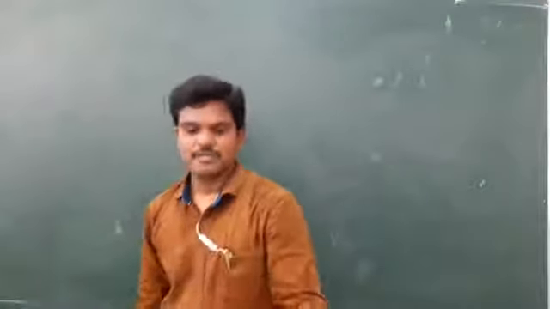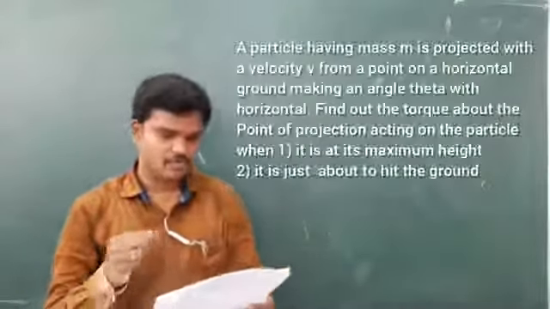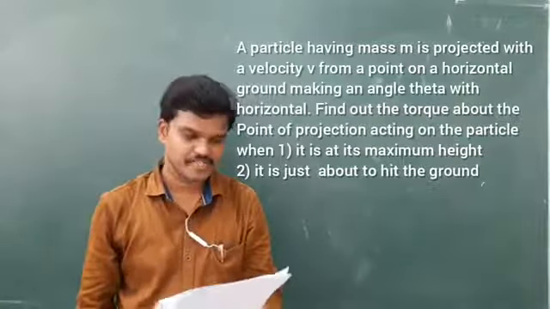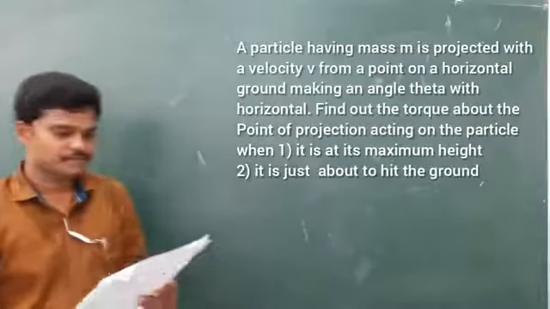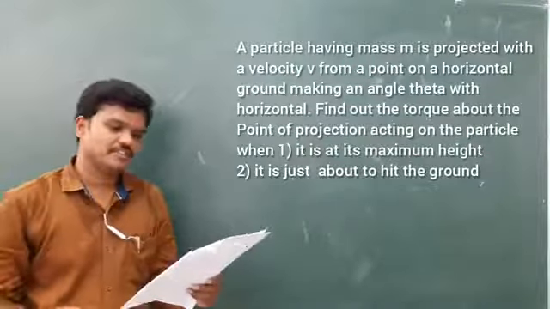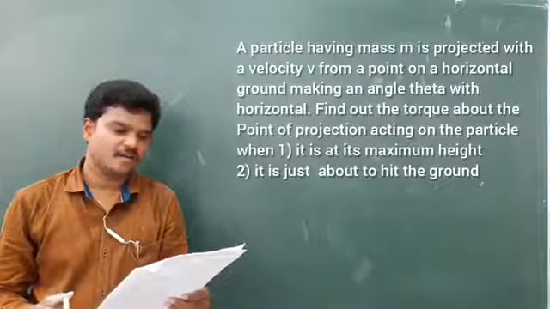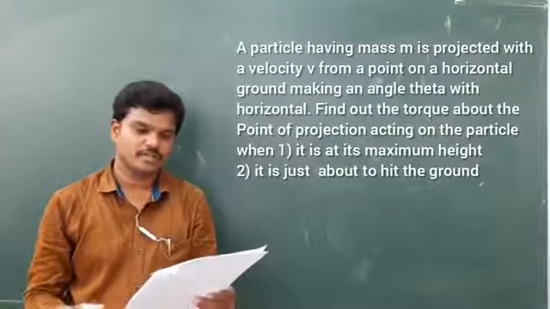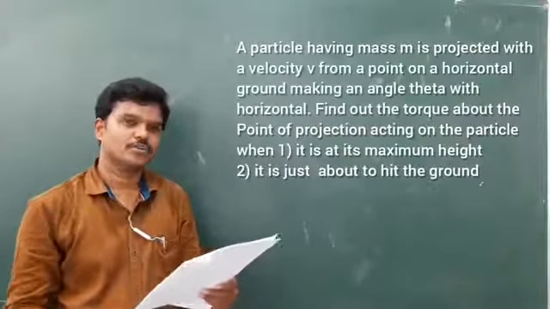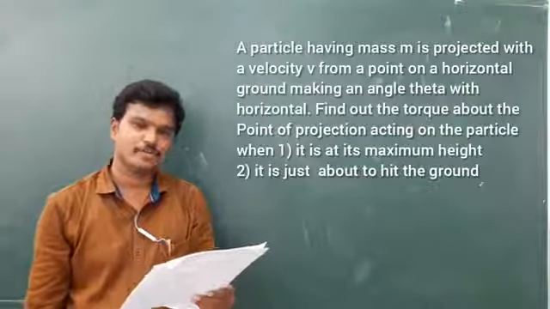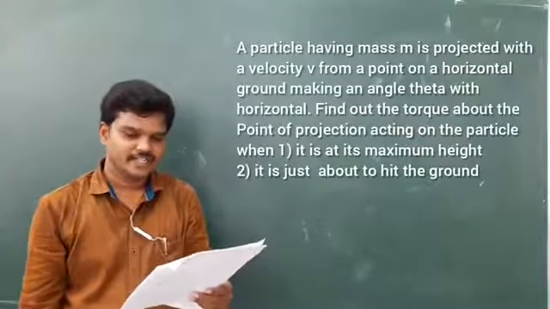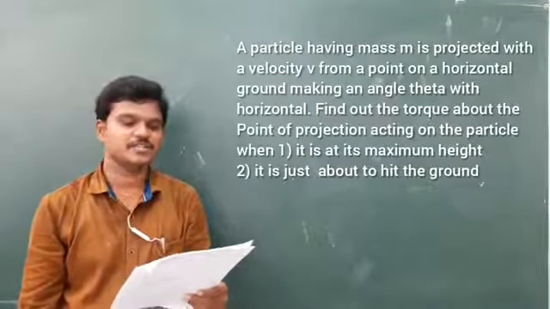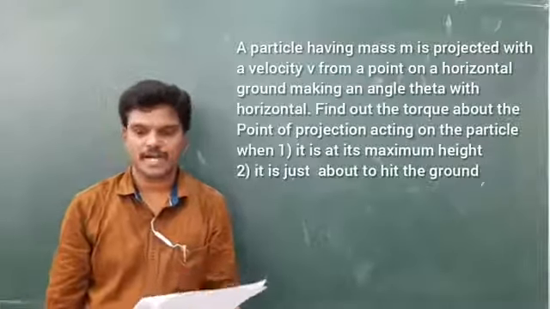So let me read the problem now. A particle having mass m, of course directly we can find, but you see the question also so that you will get some confidence. A particle having mass m is projected with a velocity v naught from point P on a horizontal ground, making an angle theta with horizontal. Find out the torque about the point of projection acting on the particle when it is at its maximum height, and also we have to find it when it is just about to hit the ground back.